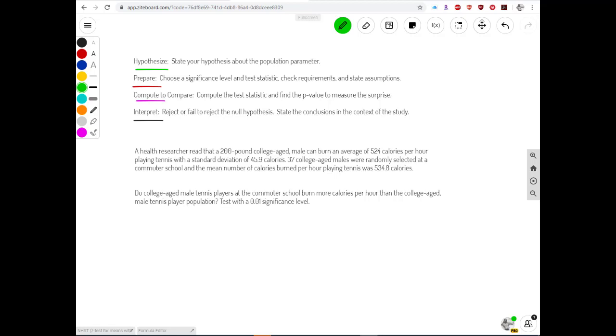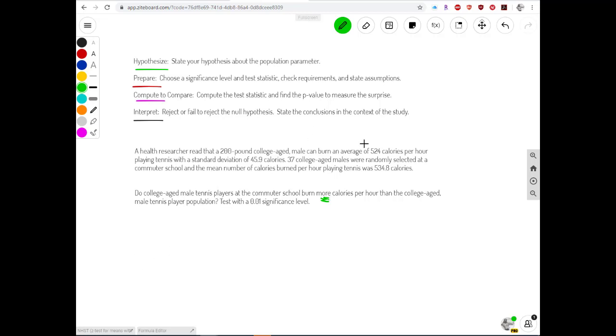Okay. A health researcher read that a 200-pound college-aged male can burn an average of 524 calories per hour playing tennis with a standard deviation of 45.9 calories. 37 college-aged males were randomly selected at a commuter school, and the mean number of calories burned per hour playing tennis was 534.8. Do the males at the commuter school burn more calories? Okay, so there's an important word, more calories per hour than the college-aged male tennis player population. Test with a 1% significance level. Okay, well, first things first is I've got to write my hypotheses.